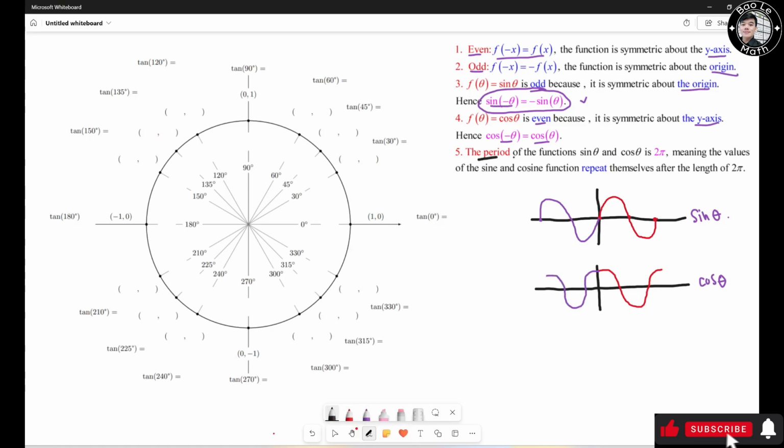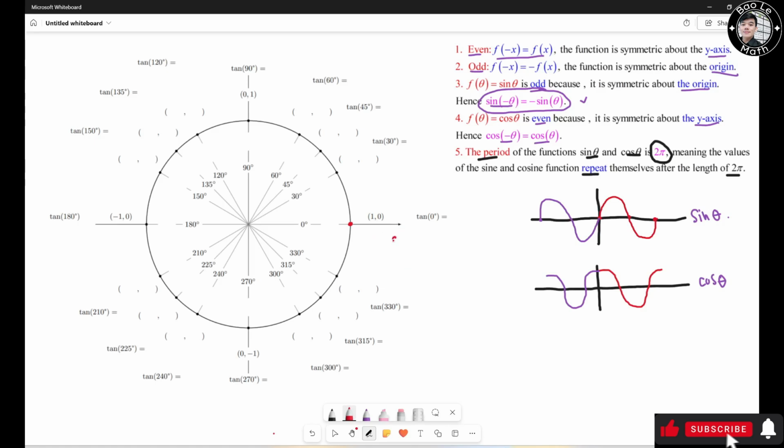Now, the period of the sine and cosine functions is always 2 pi, meaning the values of the sine and cosine functions repeat themselves after a length of 2 pi. Alright, so we're going to go to the unit circle right here. The first point is right here, which means 0 degrees, where the terminal ray and initial ray overlap.